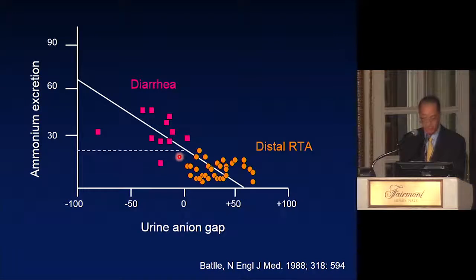Less is not. And it turns out that just by coincidence, sheer coincidence, this corresponds to an anion gap of 0. And so what we can say is that if the urine anion gap is less than 0, in other words, if it's negative, that's appropriate ammonium excretion, as you would expect in diarrhea. Greater than 0, a positive urine anion gap, suggests that there's a renal defect in acid excretion.